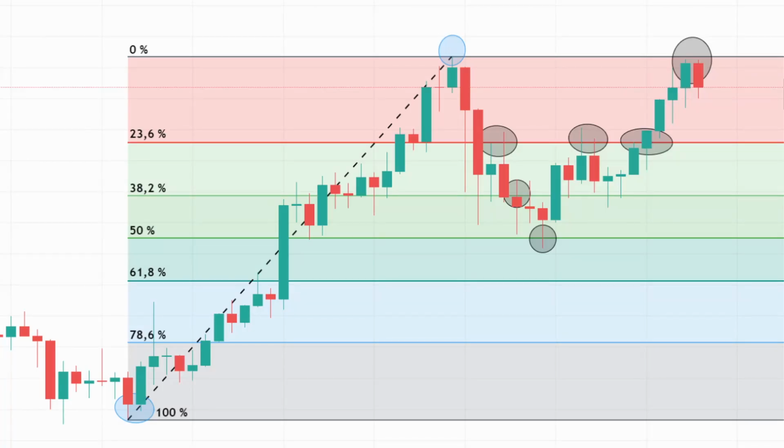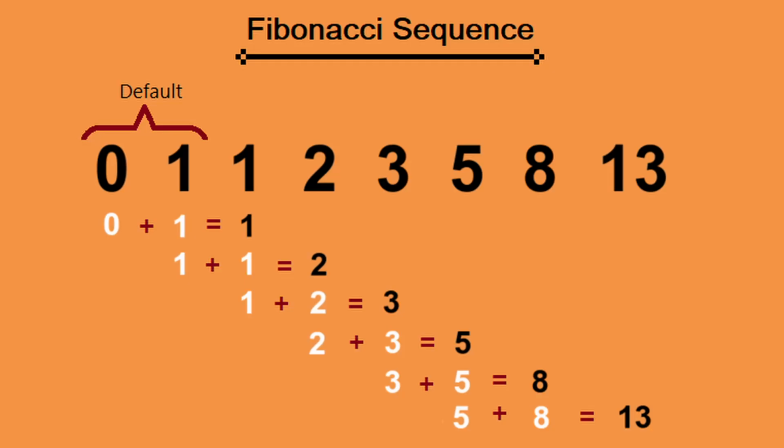The Fibonacci retracement is a popular technical analysis tool used by traders to identify potential levels of support and resistance in the market. It's based on the Fibonacci sequence, a series of numbers where each number is the sum of the two preceding ones: 0, 1, 1, 2, 3, 5, 8, 13, etc.